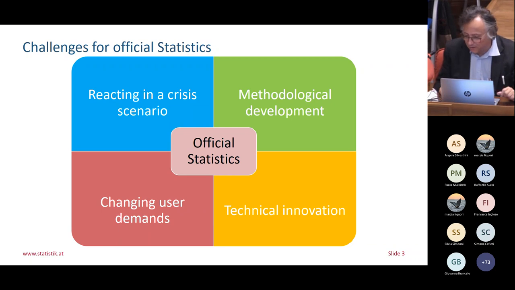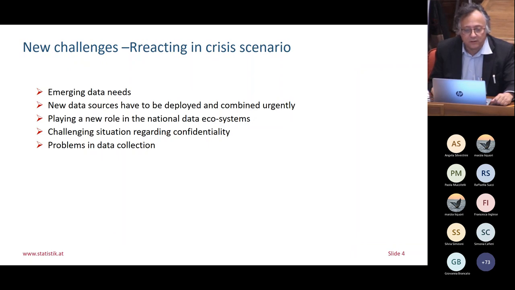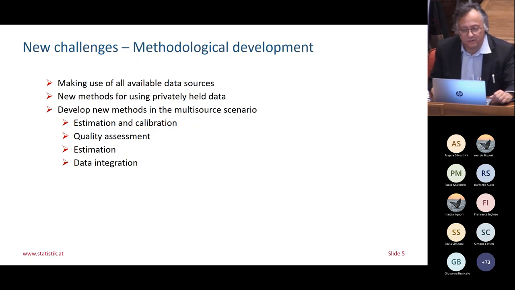First of all, we are in an environment which requires us to produce faster, and technical innovation is going on, using new data sources and so on. So emerging data needs new data sources that we have to deploy and combine. Playing a new role in the national data ecosystem, acting as a data steward, is another issue as well. We have very challenging situations regarding confidentiality. And the crisis showed that it's not so easy to collect data, even in surveys.